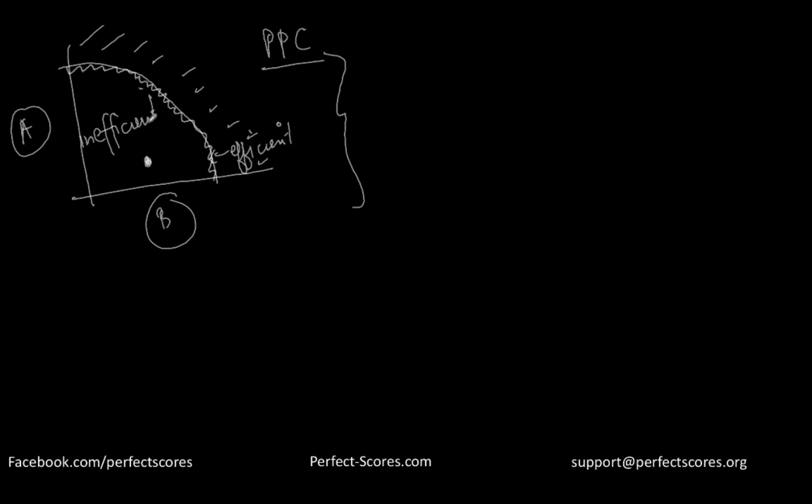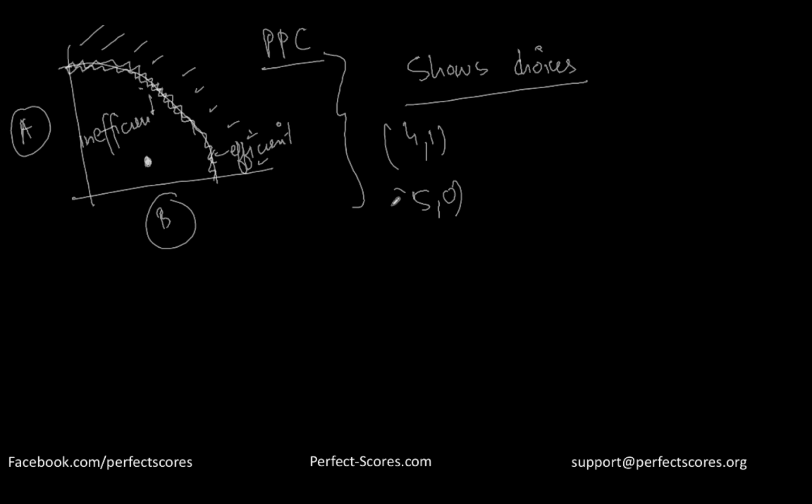So basically, any point on this line shows the choices that you have. Either you go for 4 eggs and 1 candy, or you go for 5 eggs and no candy, or you go for 3 eggs and 2 candies. So it shows the choices that you have, right?